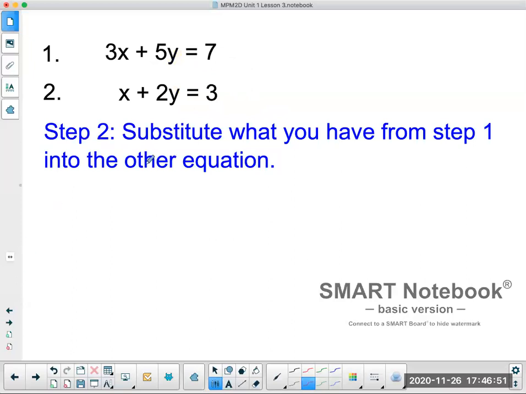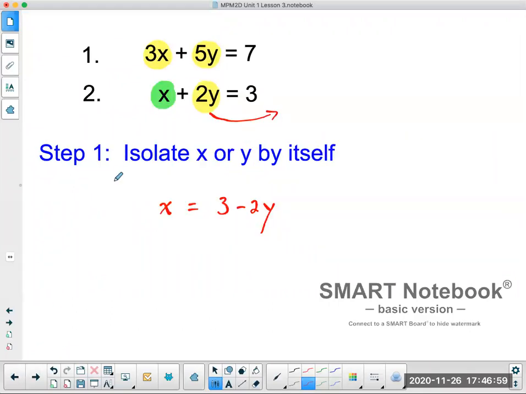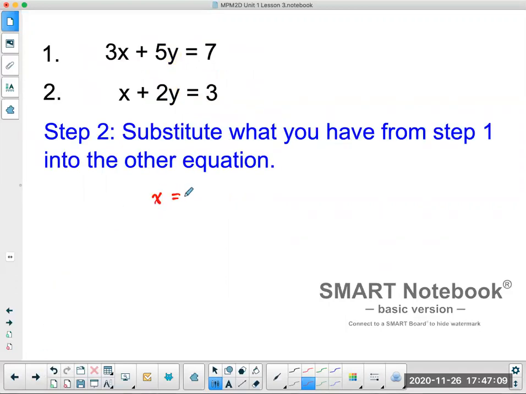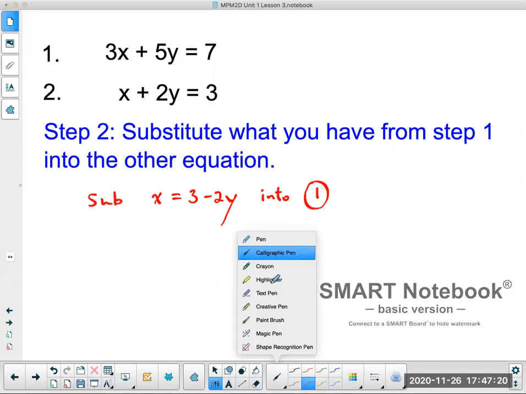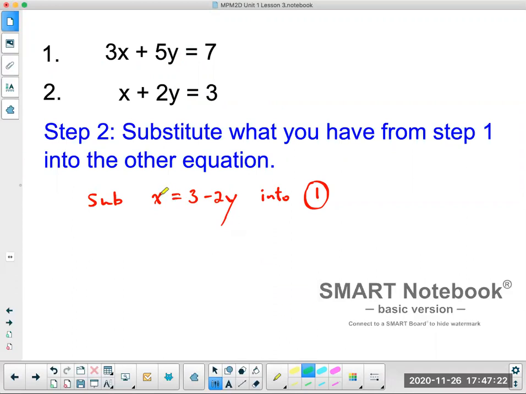Second step, we're going to substitute whatever we get from step 1 into the other equation. So going back to step 1, we rearranged equation number 2 into x equal 3 minus 2y. So I'm going to substitute x equal 3 minus 2y into equation number 1. Now, what does that mean? Well, that means this x is going to be substituted into the first equation.